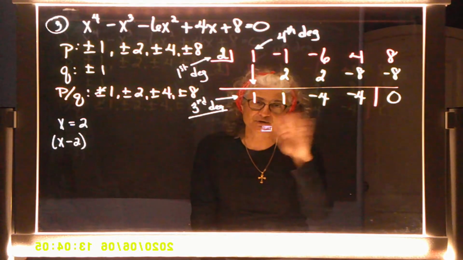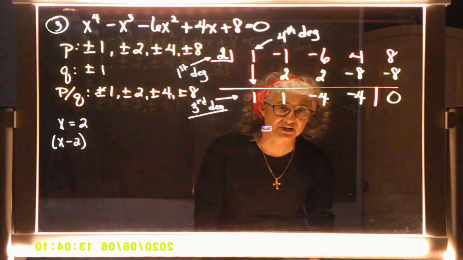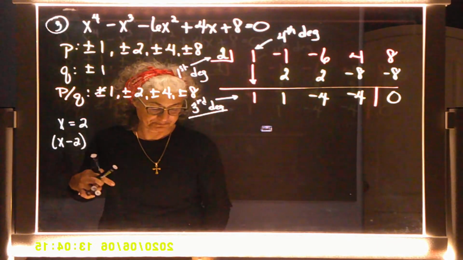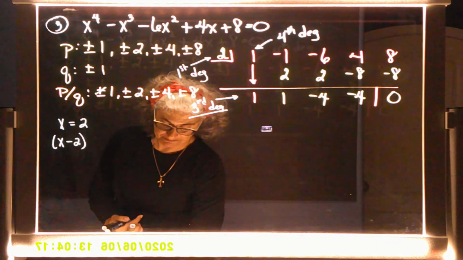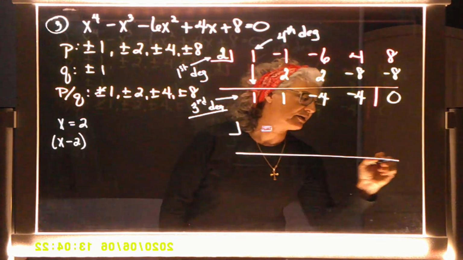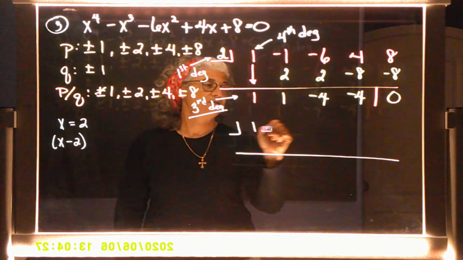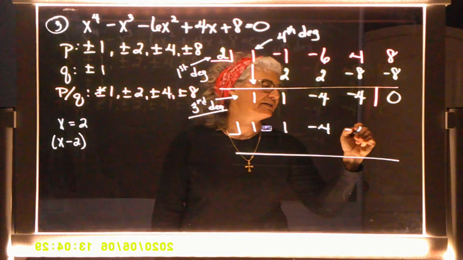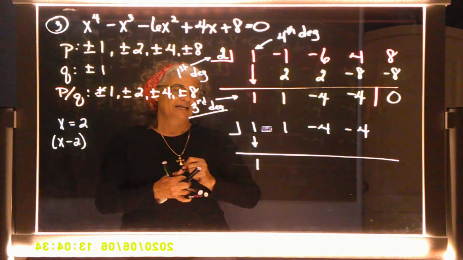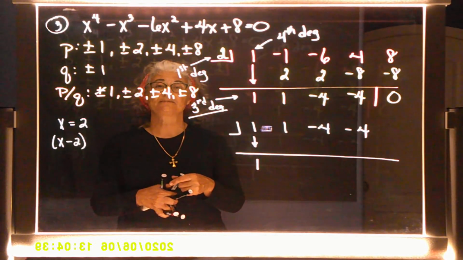Okay, so here's the cool thing. I don't have to come up with new p's and q's. I'm still going to use these p's and q's right here. Got it? Okay, so I am just going to rewrite it because I think for most of us this would just be a lot better. And I have the numbers 1, 1, negative 4, and negative 4. And I bring down that first number of 1. And now I have to try whatever. So, what do you guys want to try?